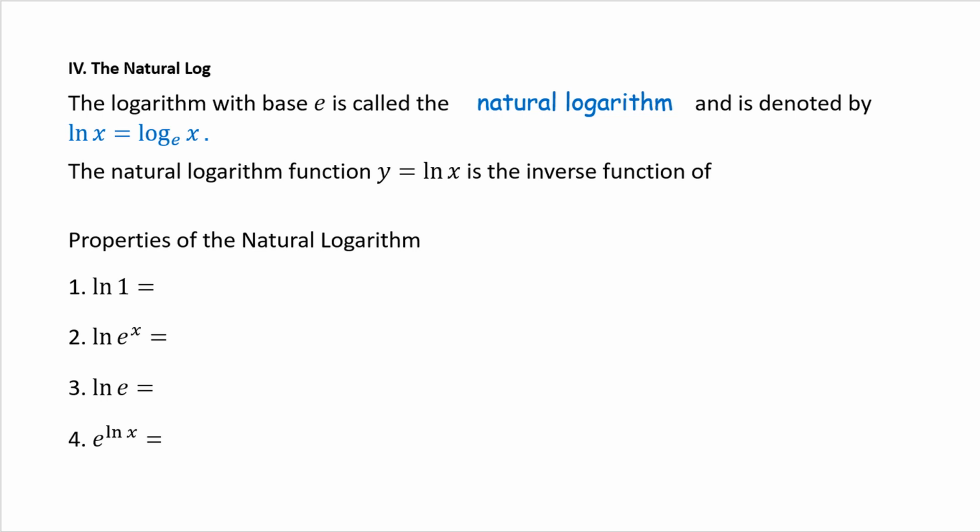The natural logarithmic function y equals ln of x is the inverse function of the natural exponential function y equals e to the x. Properties of the natural logarithm are 1. ln of 1 equals 0. 2. ln of e to the x equals x. 3. ln of e equals 1. And 4. e to the power of ln of x equals x.